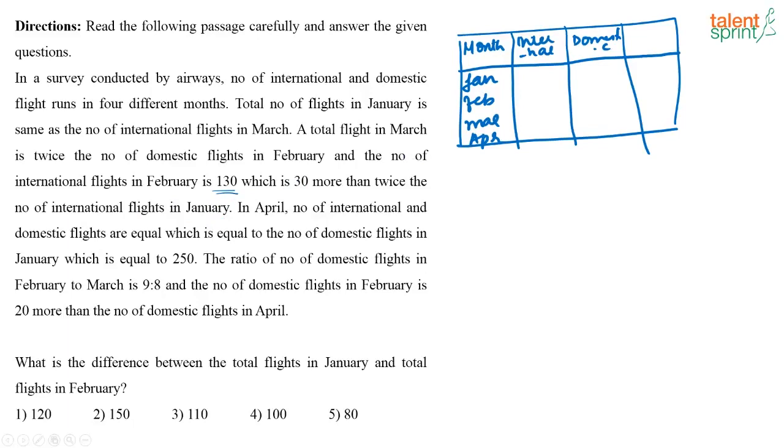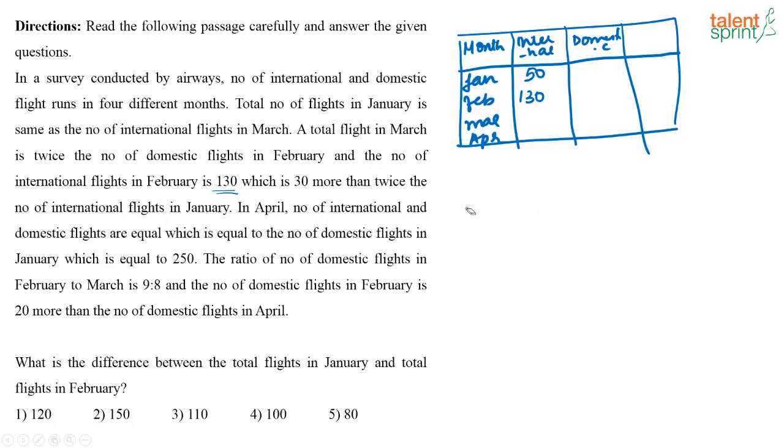See, what are they saying? The number of international flights in February is 130, which is 30 more than twice the number of international flights in January. So what is the number of international flights in January? It is nothing but 50, right? See, 50 into 2 plus 30 is the number of international flights in February. That's what they mean by this statement. So the number of international flights in January is 50.